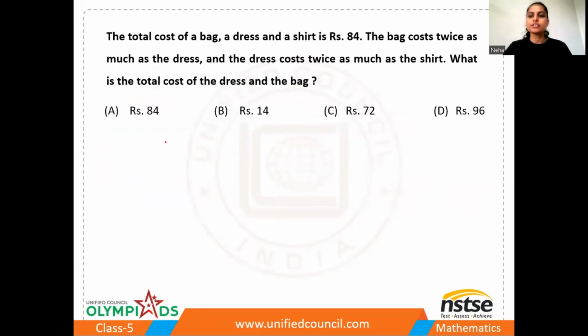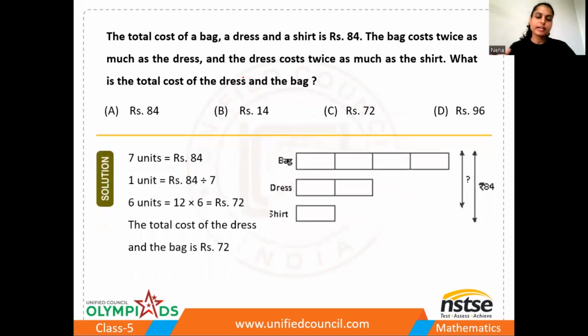So here is the next question, my dear students. The next question says that the total cost of a bag, a dress and a shirt is 84 rupees. The bag costs twice as much as the dress and the dress costs twice as much as the shirt. Then what is the total cost of the dress and bag? To understand this, first let me show you the diagram.